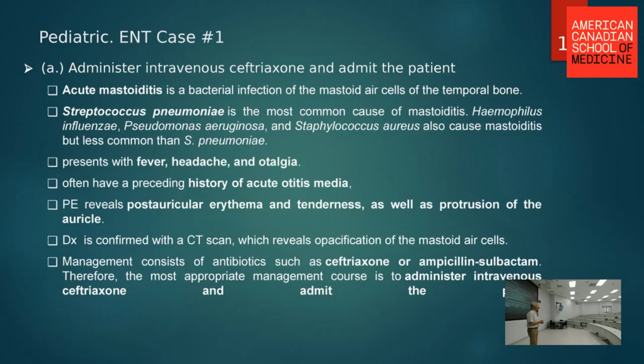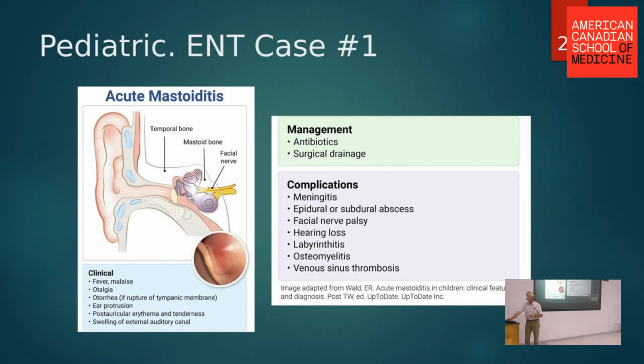As well as protrusion of the auricle. So the ear, you'll get some asymmetry in appearance. You'll look at them and one ear seems to be pushing out a little bit more than the other. Antibiotics, probably some imaging, again, a CT scan, and close follow-up, because this can sometimes require surgical intervention.